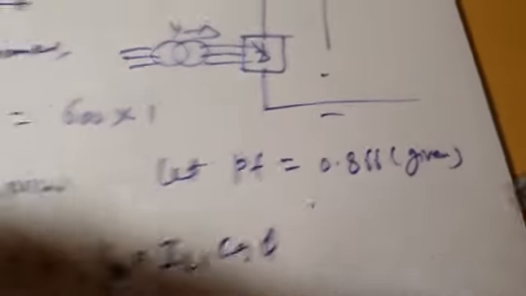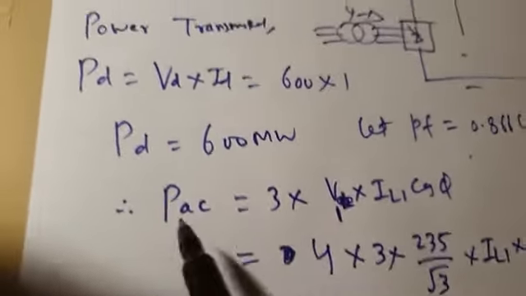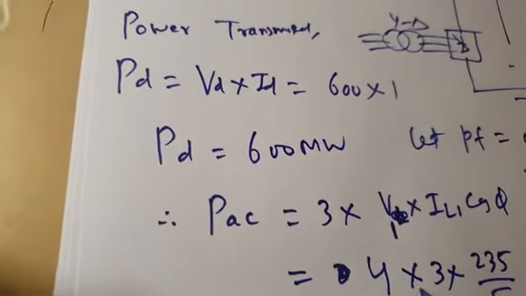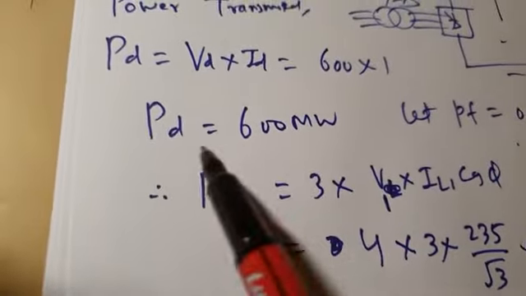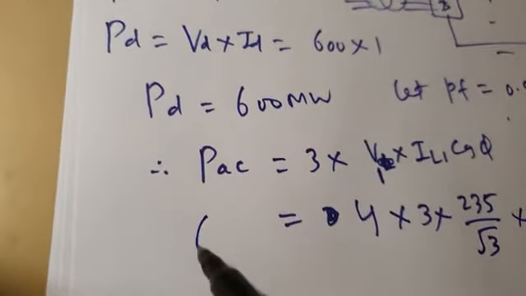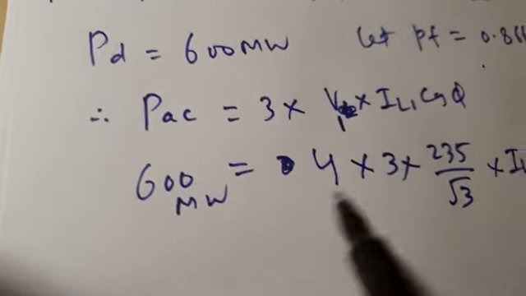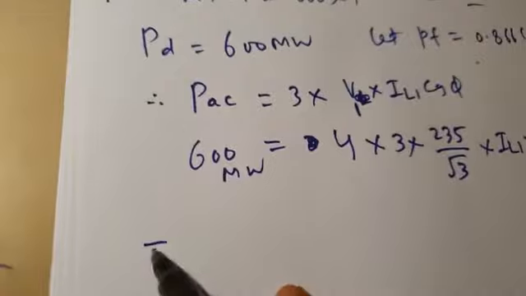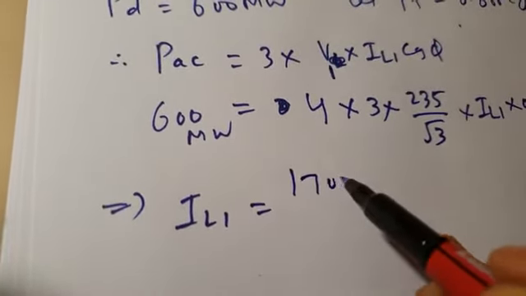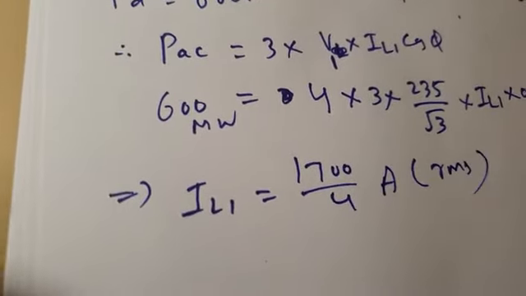It's given here. If we assume that the converter has 0 losses, then AC side power will be equal to DC side power. Since DC side power is 600 megawatts, AC side power will also be 600 megawatts. So 600 megawatts is equal to this. From this we can find line current. The fundamental component of line current will be 1700 by 4 amperes. This is the RMS value of line current.